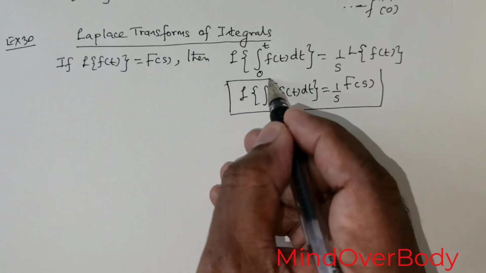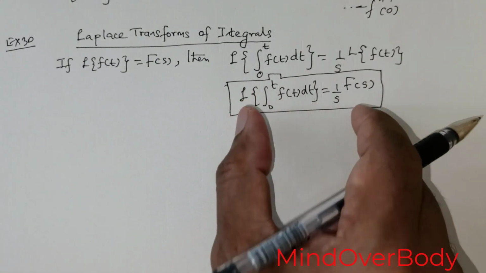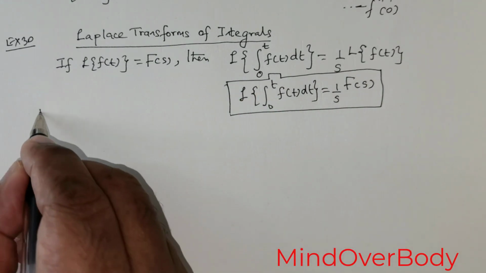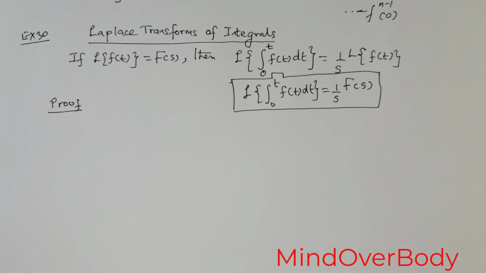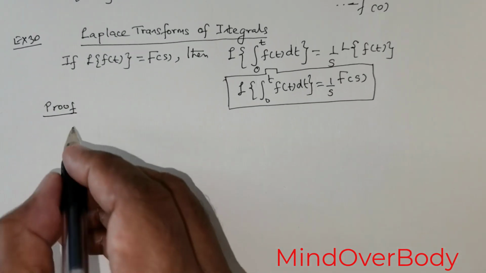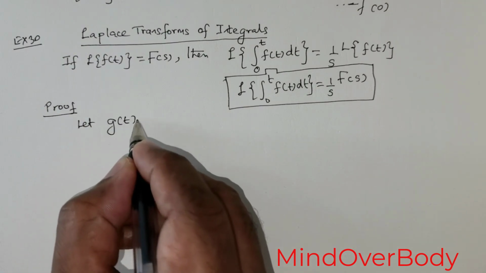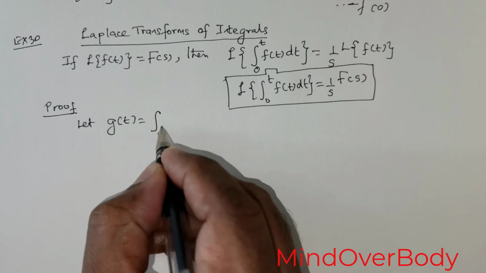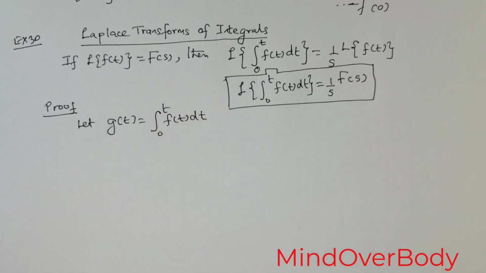Now the question comes, how are you going to prove it? So we have to establish the proof for this. So that's exactly what I'm going to do. Proof. So foremost, what I would do is I would just take, let g of t be equal to the integral 0 to t f of t times dt.